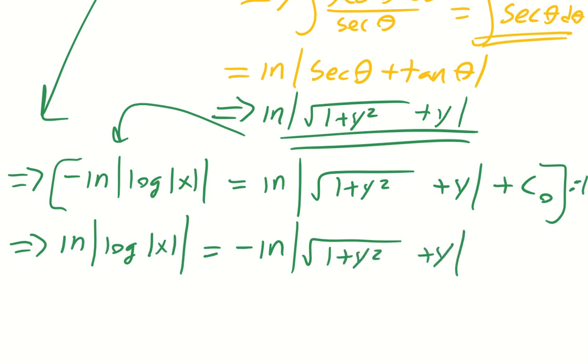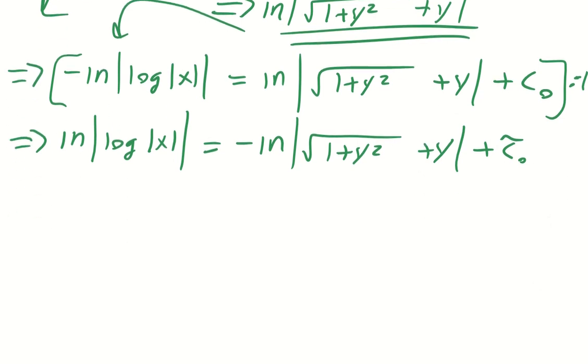C0 technically changes, so I could rewrite that. I'll just say this is C0 tilde. But I really don't have to, because it is, after all, an arbitrary constant. Right now, we have to keep in mind our various properties of logarithms. Okay, so we can rewrite this expression.